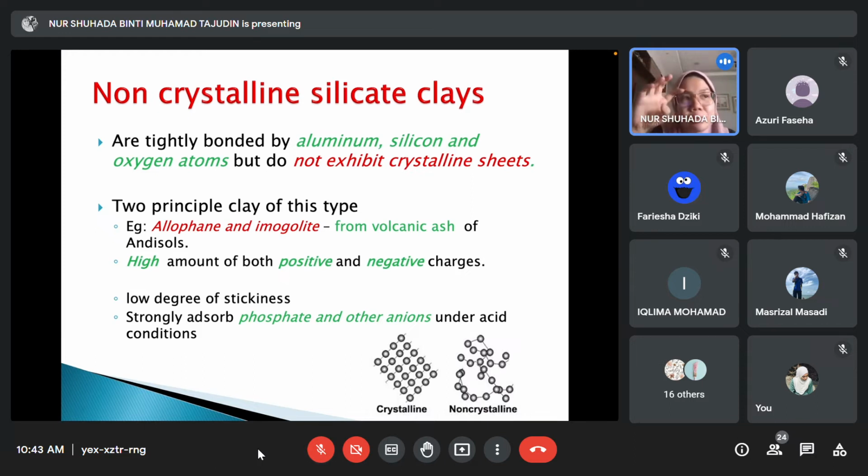When you hold a clay, you can actually shape it, right? And you can stick it together by using water, but non-crystalline silicate clay is like ashes, so you cannot. It strongly absorbs phosphate and other anions under acidic conditions. So these are the properties and characteristics of the non-crystalline silicate clay.